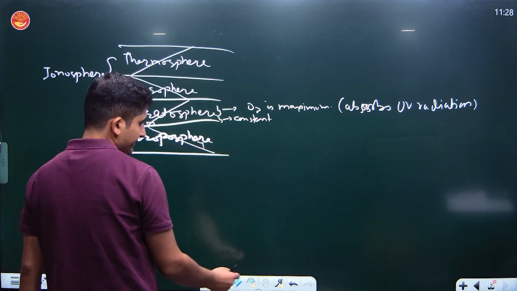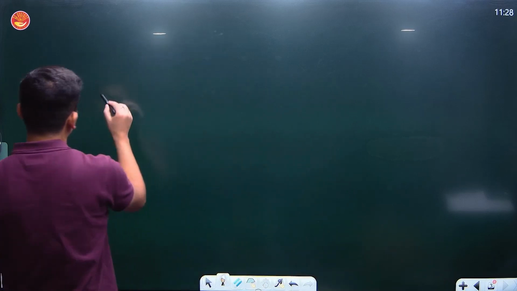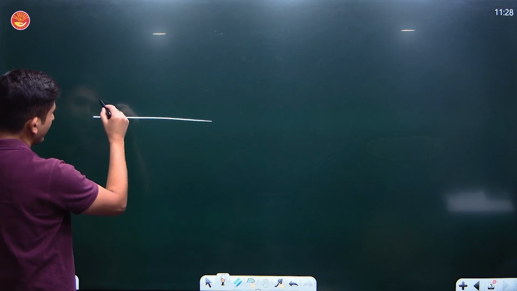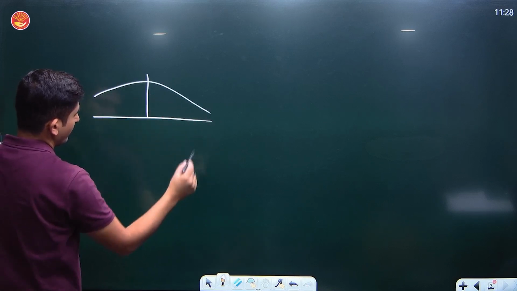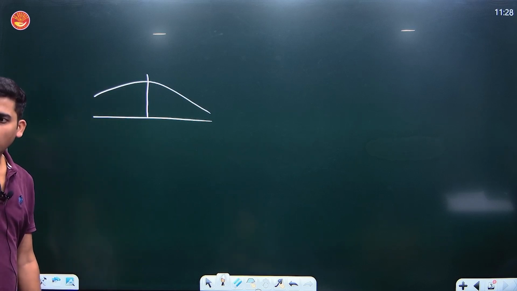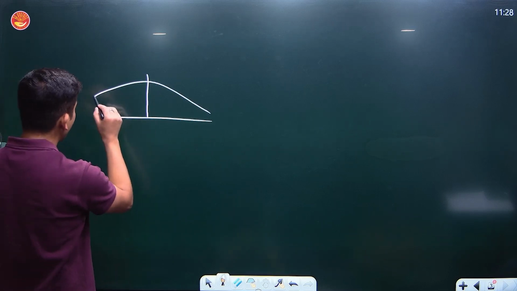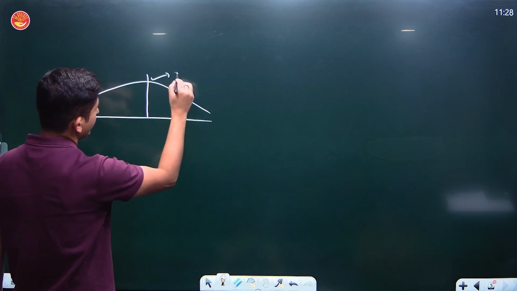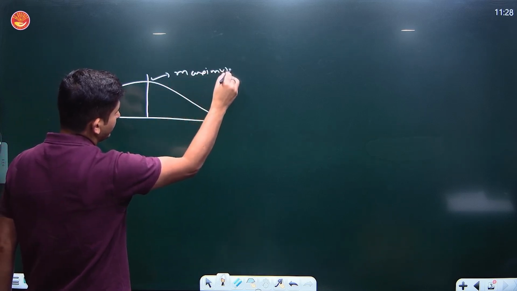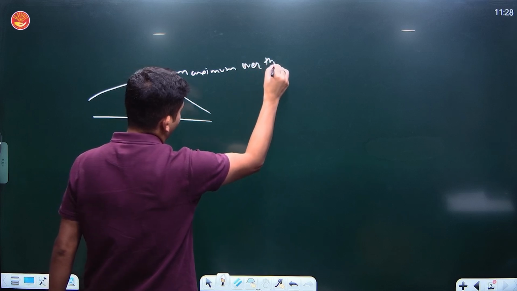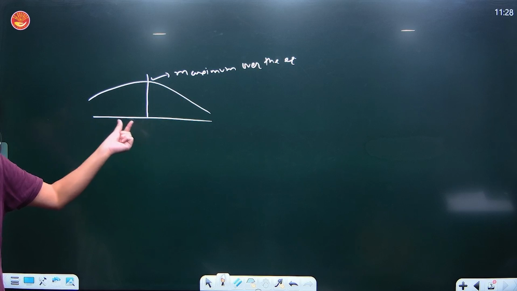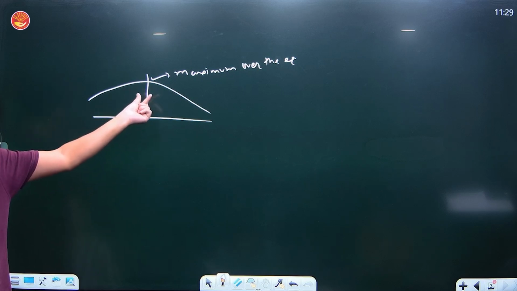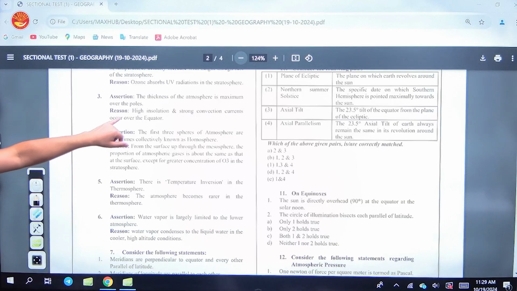Over the equator, if you remember, you have something like this. If you look at the troposphere also, beyond the equator this thing was going down like this. So the thickness of the atmosphere will not be maximum over the poles, it will be maximum over the equator, even if you consider this particular diagram. So thickness is going to be more over the equator than over the pole, so maximum thickness will be over the equator.